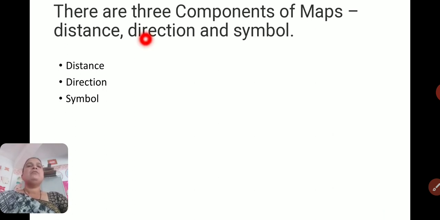Now there are three components of maps. Three important components of maps are distance, direction and symbol. These three components are very important to study maps. Without these components, maps cannot be complete.